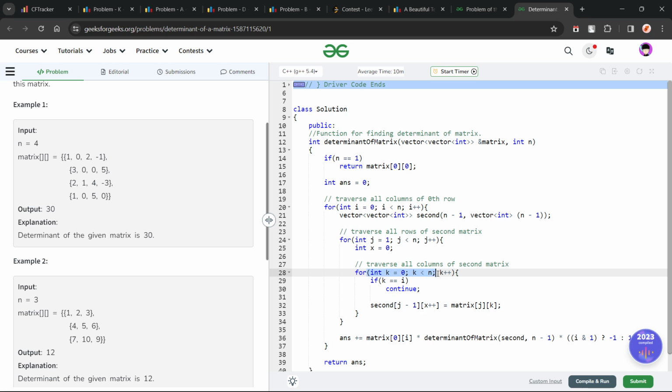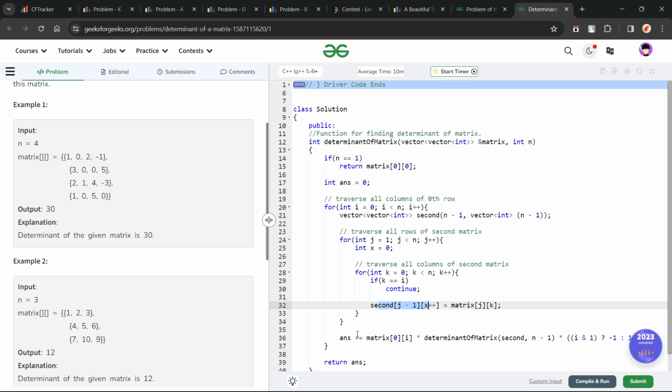Now, this k for loop is going to traverse through all the columns, and I have to skip the column where k is equal to i, right? So I do this particular thing equals matrix of jk, where j is denoting the row and k is denoting the column. Now, as I have already explained why I have written j minus 1 here, for the same reason I have written x here, because this x will be taking care of the current column in the second matrix, right? So these j and k are actually for traversing through the current matrix, and I have to translate those coordinates accordingly into my second matrix.